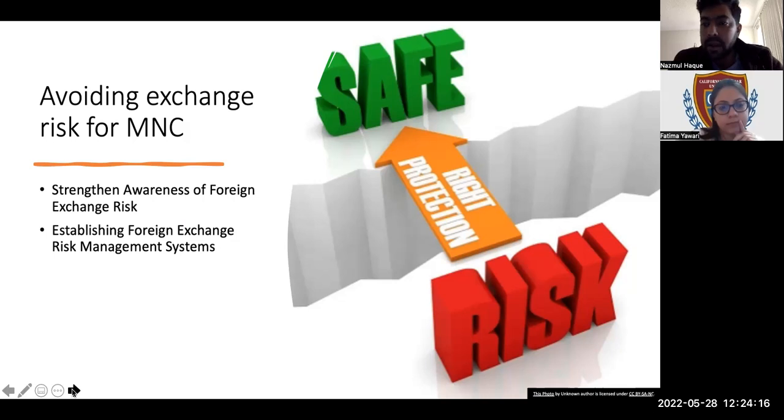And lastly, I would say it's always better to exchange in the current country's currency, so that the risk actually gets minimized within the domestic company.